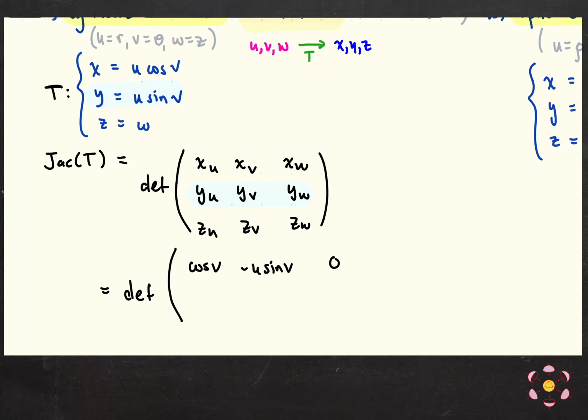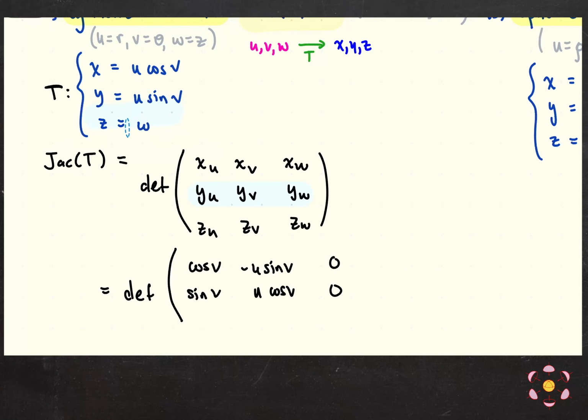Now let's do the partial derivatives of y with respect to u, v, w. Partial derivative of y with respect to u, sine v. Partial derivative of y with respect to v, u cosine of v. And finally, partial derivative of y with respect to w, 0.